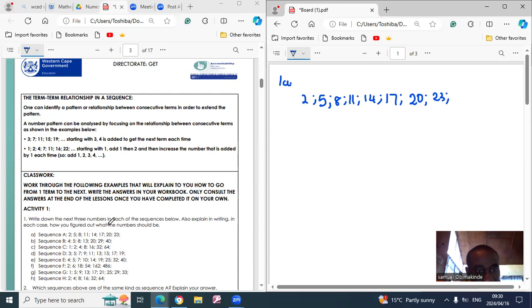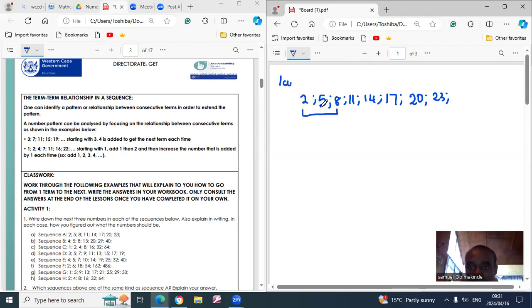Write the next 3 numbers in each of the sequences below. Also explain in writing, in each case, how you figure out what the number should be. Here, to get from 2 to 5, you added 3, right? And to get from 5 to 8, you added 3. To get from 8 to 11, you added 3. So in any sequence, all you need is the first 3 terms. The first 3 terms would give you the relationship that you need, right?